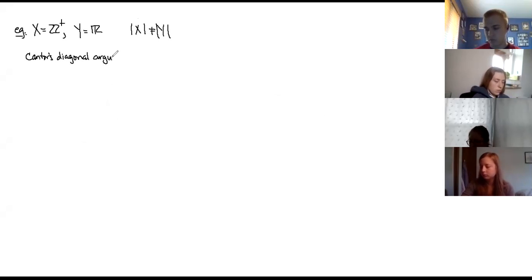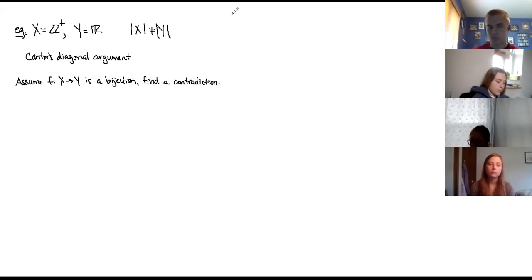Cantor's diagonal argument. So we are going to assume that f going from x to y is a bijection, and we are going to find a contradiction. We can't say anything about f at all because I have to do this for all functions f, right? So we're assuming that I have a bijection and I need to find a contradiction. I can't assume anything about f at all. What I can do is make a chart, or an arrow diagram.